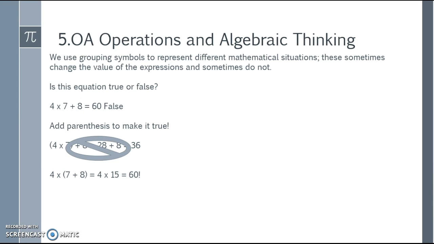So let's try grouping a different way. 4 times the quantity 7 plus 8. Well, when we're in parentheses, we have to do those first before multiplication. So 7 plus 8 is 15. When I multiply that by 4, we get 60. So we found the correct solution by adding in parentheses.